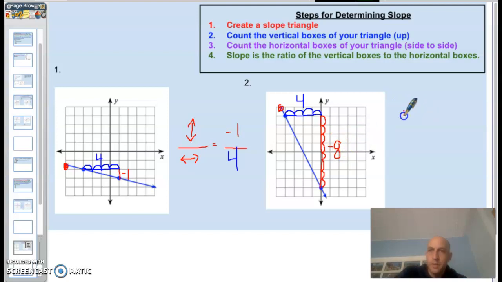Remember, slope is the change in the vertical. So how much did it go up or down compared to how much did it go horizontally or side to side? How much did it go up or down? Well, it went down 8. So we're going to use a negative sign to tell us that it went down 8. And it went over 4. So the slope is negative 8 over 4.